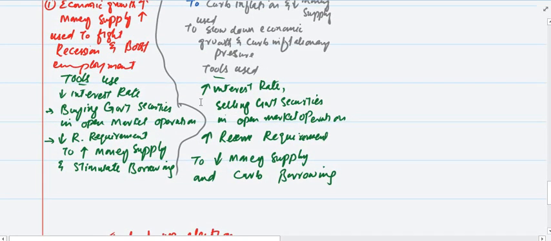Now, what are the tools which are used? The central bank may use different types of tools, such as lowering interest rates, buying government securities through open market operations, and reducing reserve requirements, which we have discussed, to increase the money supply and stimulate borrowing.